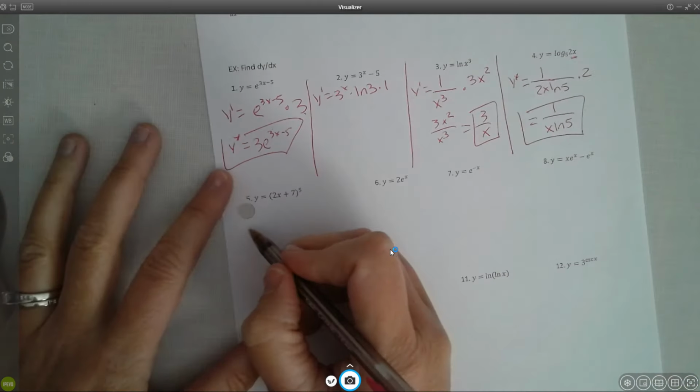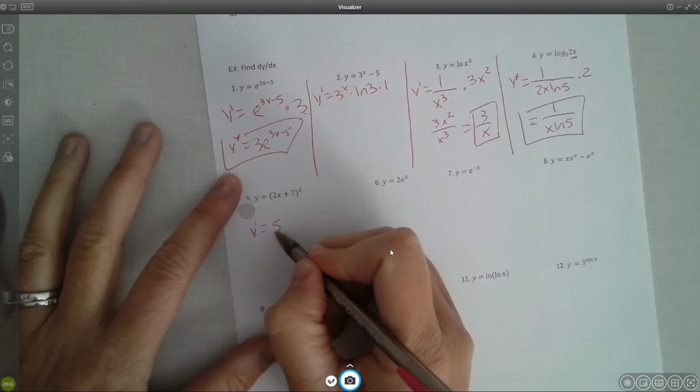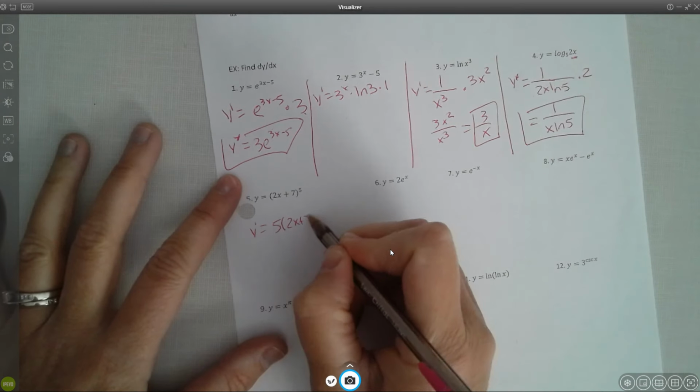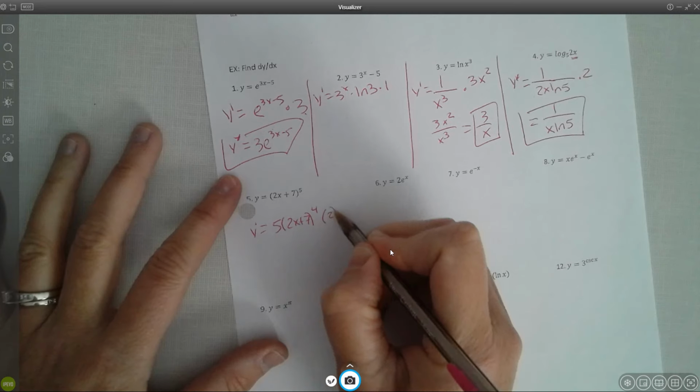So number 5 is just your chain rule. Bring down your power, leave your inside alone, subtract 1 times the derivative of your inside.